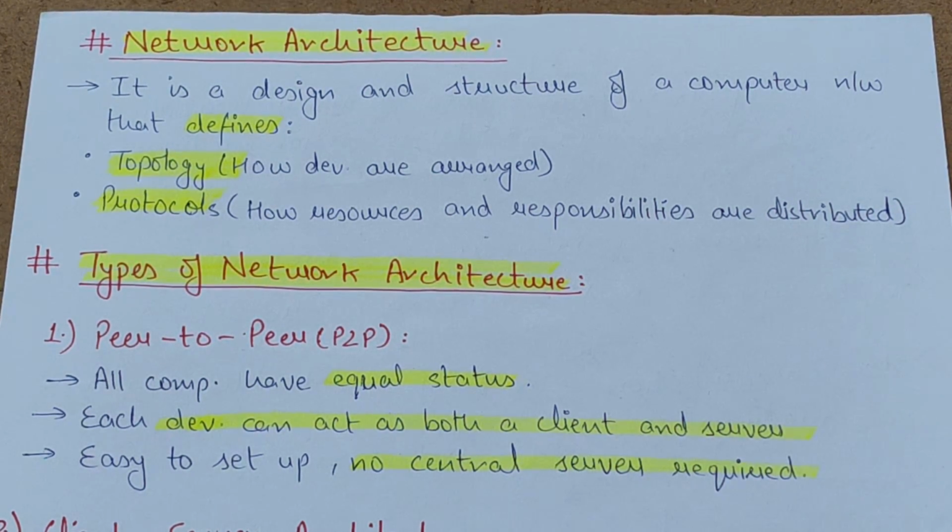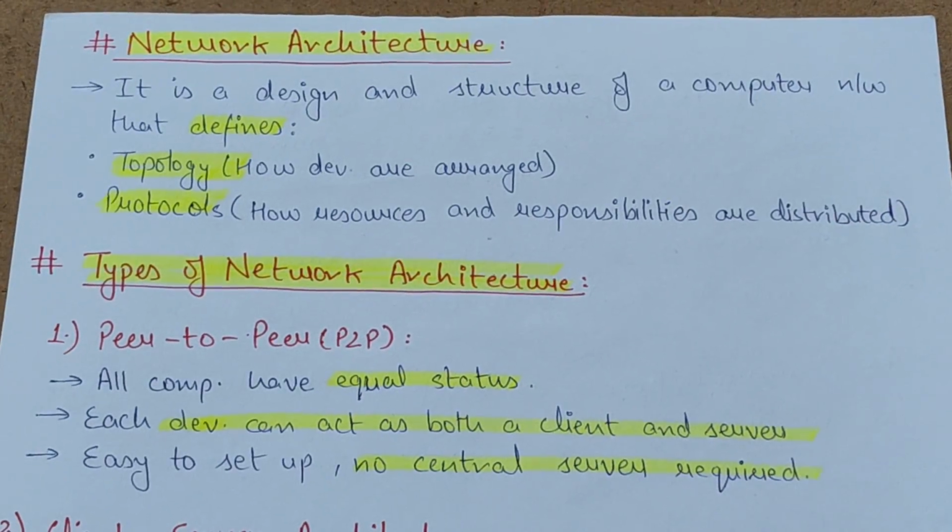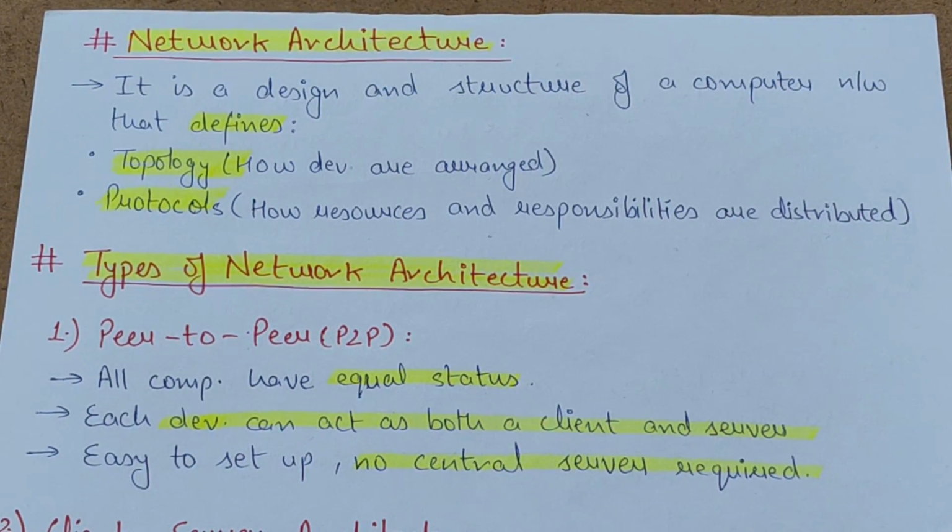What is network architecture? It is the design and structure of a computer network that defines the topology, that is, how our devices are arranged, and the protocols, and how the resources and responsibilities are distributed among the devices. So, what are protocols? Protocols are basically a set of rules that each device has to follow if they want to transfer data or communicate with each other in the network. Topology tells us how the devices are connected or interconnected or arranged in the network. So, this is what network architecture is about.